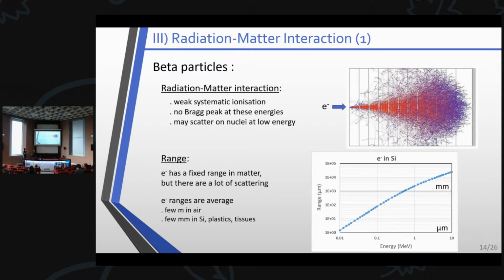There is a specific range, like for alpha particles. There is a lot of scattering. Typically, the ranges are a few meters in air and a few millimeters in standard materials: silicon, plastic, biological tissue. You have the range calculated here with the same scale as before.